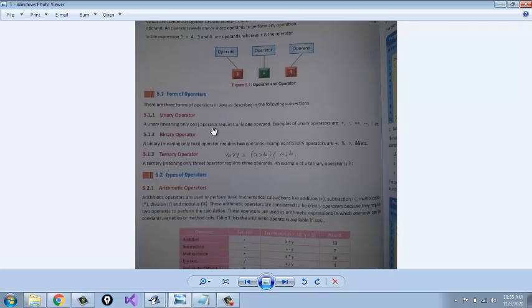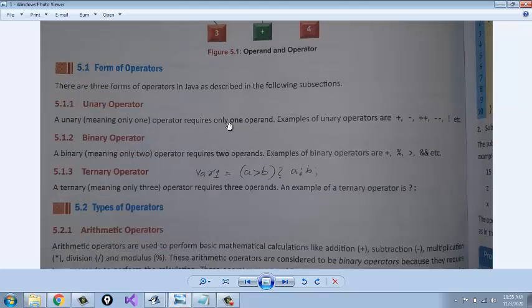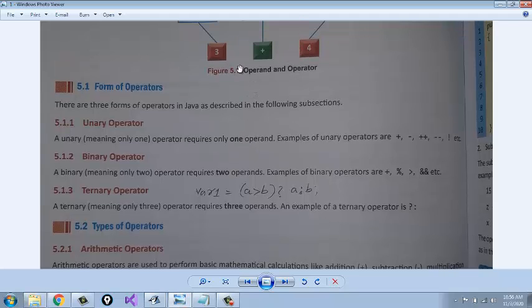Then we can see different forms of operator. See, different forms of operators are unary operator, binary operator and ternary operator. Why have we classified these operators into three? Because unary operator means this operator works on only one operand. Here how many operands are there? Two operands are there. So we can say this plus operator is an example of binary operator. Why? Because binary operator requires two operands. Means this plus operator deals with the two operands. That's why this plus operator is known as the binary operator.